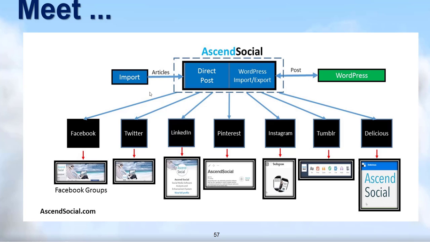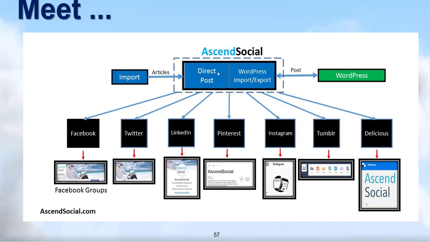The difference with AscendSocial is that I can take a zip file that contains text articles and import them into AscendSocial, send that out to these social media sites, and also send it to my WordPress site. On the flip side, I can pull a post from one of my WordPress sites, bring it into AscendSocial, and distribute that across my social footprint. And I can also just go into AscendSocial and do your traditional direct posts. So that's a real high-level view of what AscendSocial is able to do.